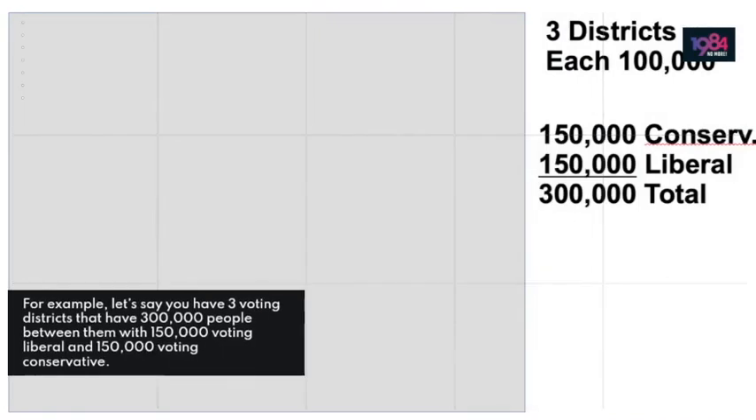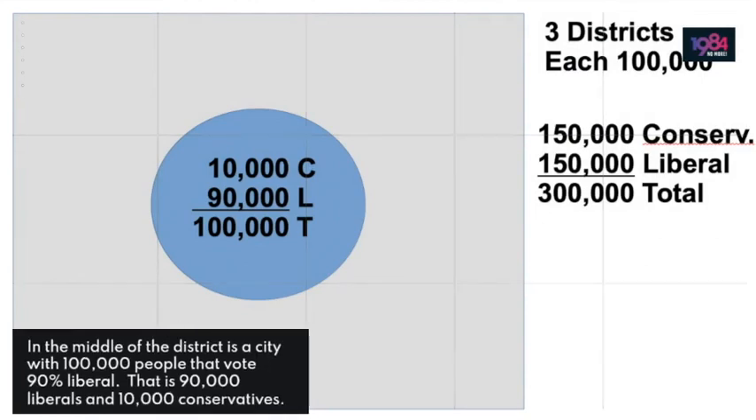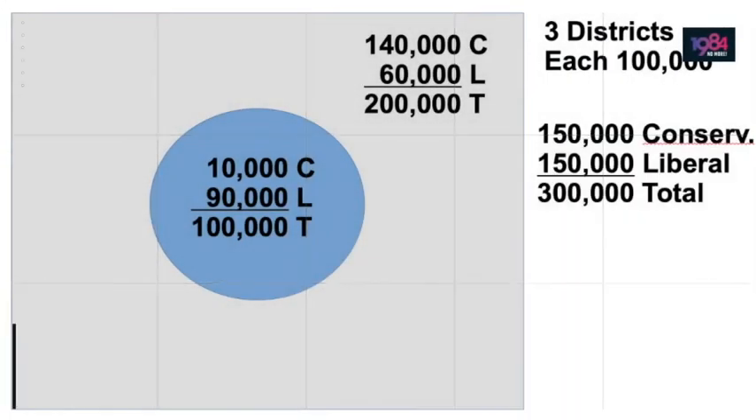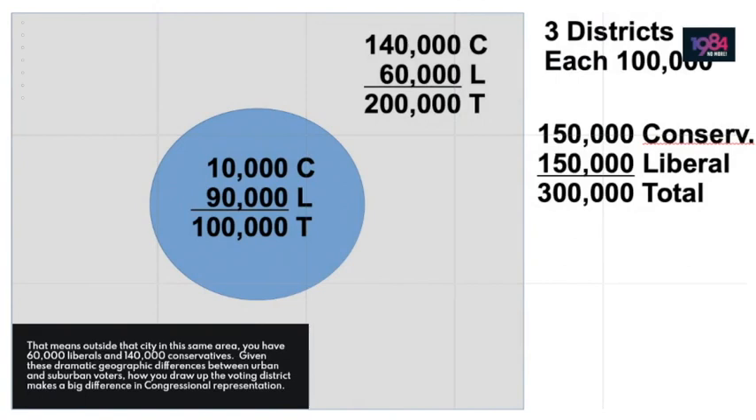For example, let's say you have 3 voting districts that have 300,000 people between them with 150,000 voting Liberal and 150,000 voting Conservative. In the middle of the district is a city with 100,000 people that vote 90% Liberal. That is 90,000 Liberals and 10,000 Conservatives. That means outside that city in this same area, you have 60,000 Liberals and 140,000 Conservatives.